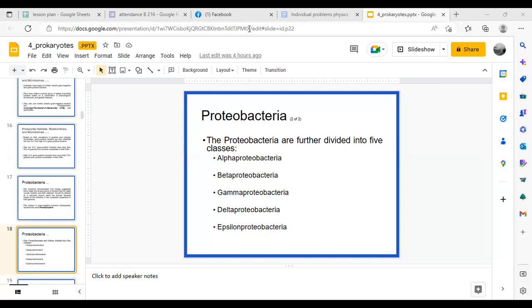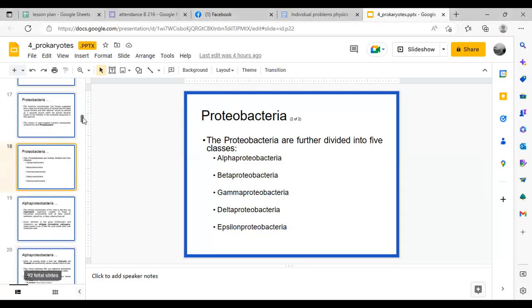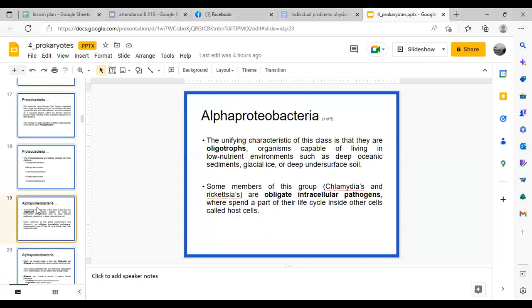Yes po. Okay, so we're going to study the 5 different classes of proteobacteria. Okay, first class is alpha proteobacteria. So the key characteristic of these alpha proteobacteria is that they can live in low nutrient environment.